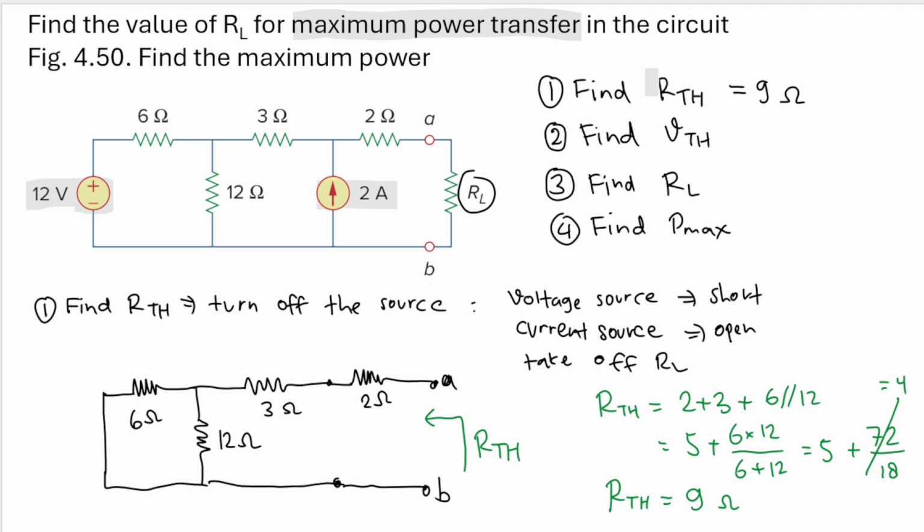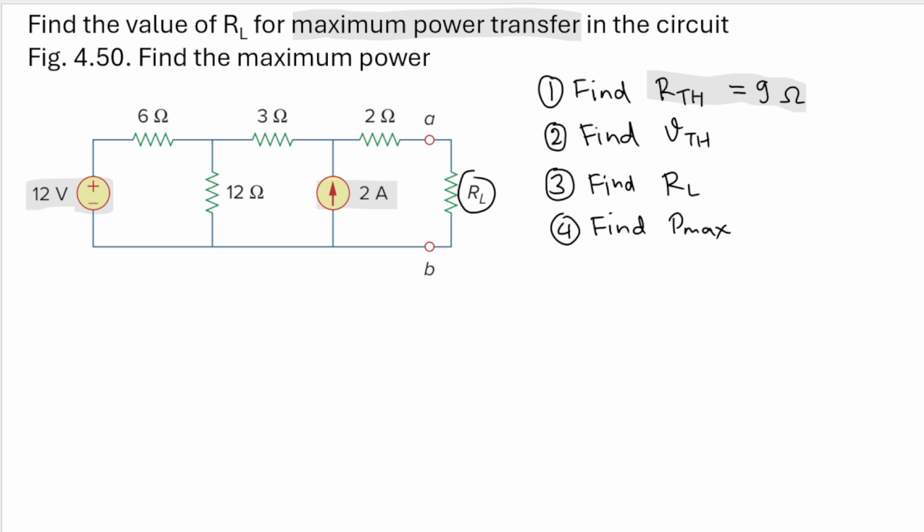Let's save this and move on to the second step, which is finding the Thevenin voltage. Let's clean up our board. The second step, we need to find VTH. What is VTH? VTH is the open circuit voltage at AB, right? So we need to take off this RL here.